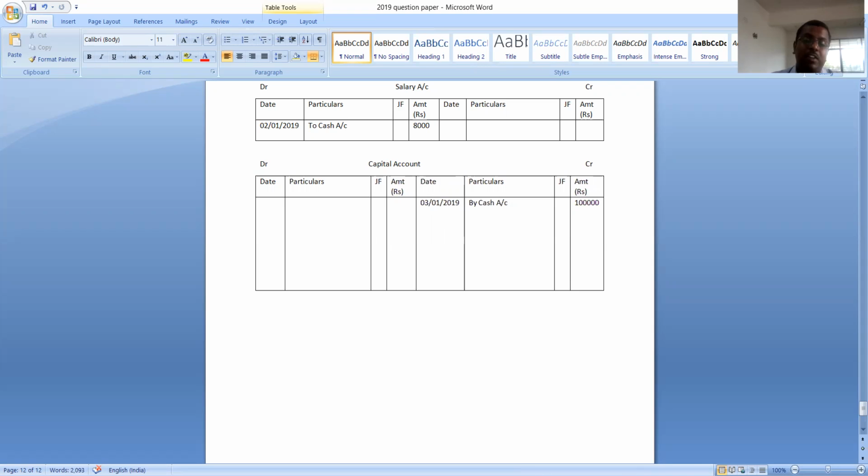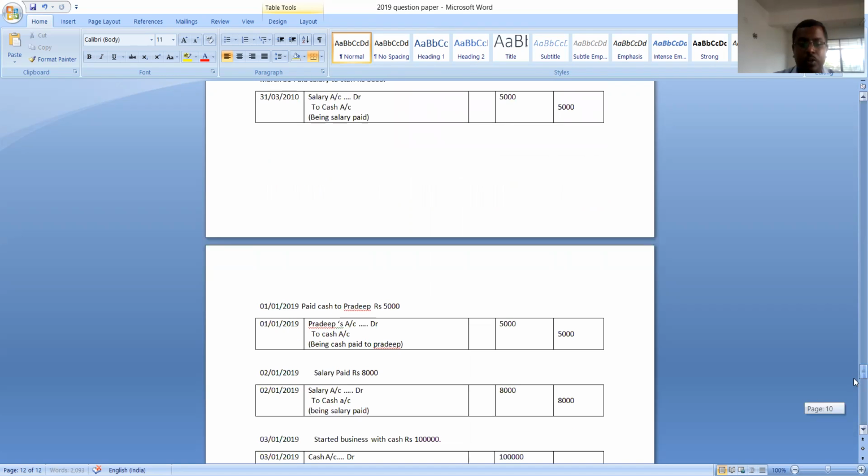This is how we need to record transactions in the book of ledger, and this particular process is called posting. Understood? The process of recording transactions in the book of journal is known as journalizing, and the process of recording transactions in the book of ledger is known as posting. Let us take one more example.